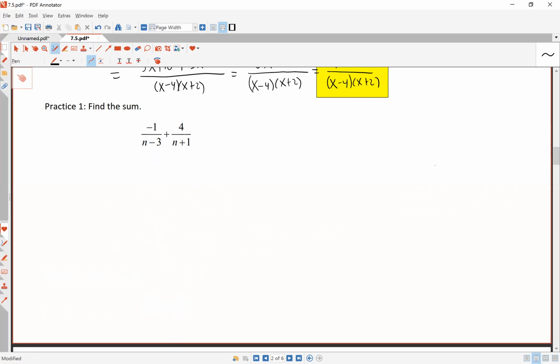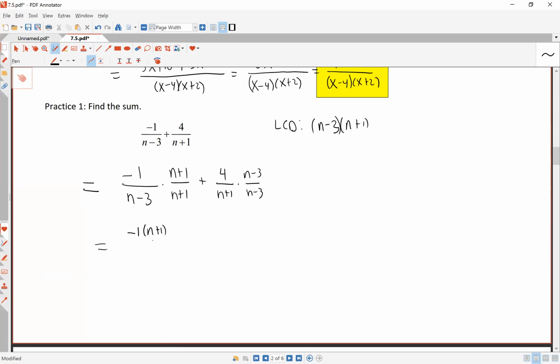All right, now that you've had a chance to work this out, I'll work this out with you. Our LCD is just the product of those two denominators, an n minus 3 and an n plus 1. So my first fraction, we multiply top and bottom by n plus 1. My second fraction, I multiply top and bottom by n minus 3. We distribute the negative 1 to the n plus 1. We distribute the 4 to the n minus 3.